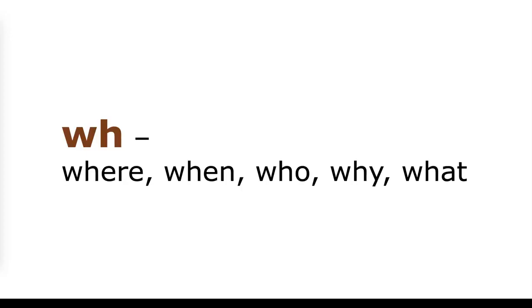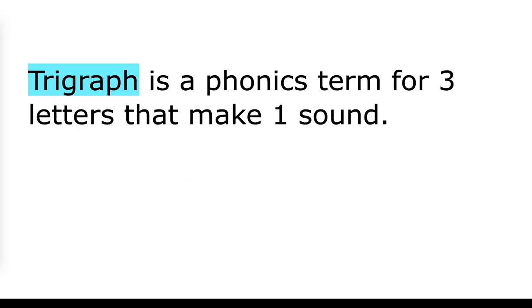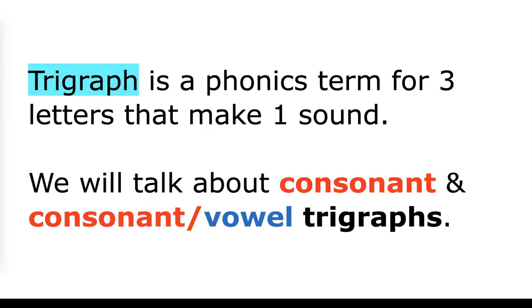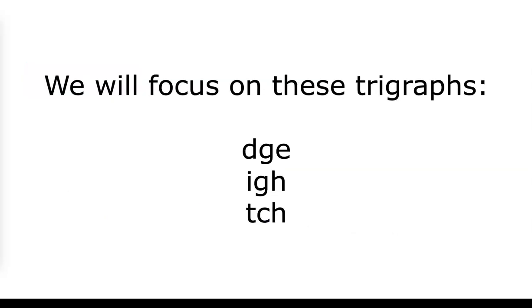WH is found in words like where, when, who, why, and what. A trigraph is a phonics term for 3 letters that make one sound. Again, what's important is while we have 3 letters, we only hear one sound. We will talk about consonant and consonant vowel trigraphs. Now, there are many of these. We're only going to focus on 3 of them.